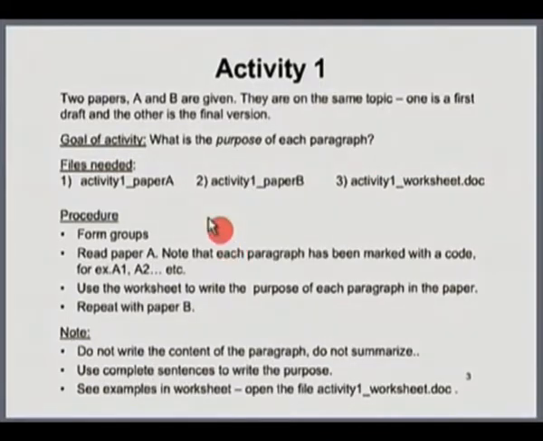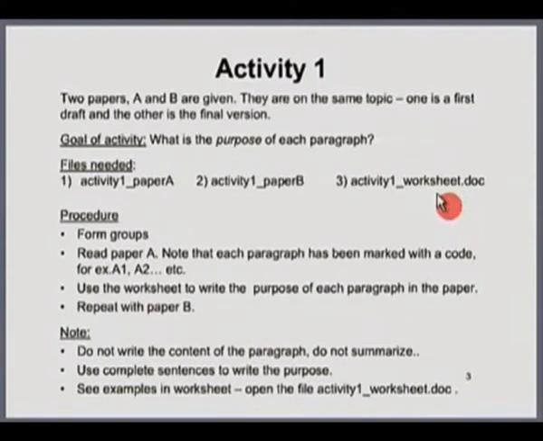You will work in groups, take about 10 minutes to read the paper, and also open a file called Activity 1 Worksheet, because that has a table. I will show the table to you in a moment, but the table gives you the code of the paragraph, and it has a blank column for the purpose where you have to write what is the purpose of the paragraph.